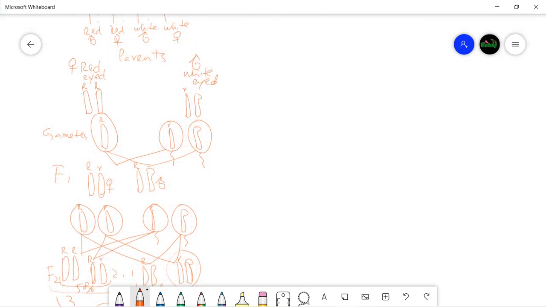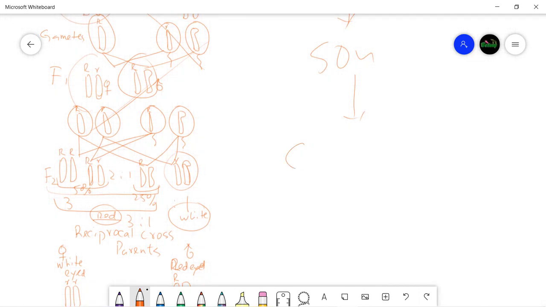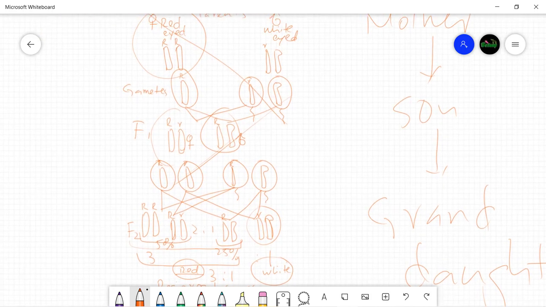That is, a trait like this one, a red-eye trait, is transferred from the mother to its son, from mother to son. So from mother to son and then to granddaughter. So mother to son and then it goes to the granddaughter. So it follows a crisscross pattern.